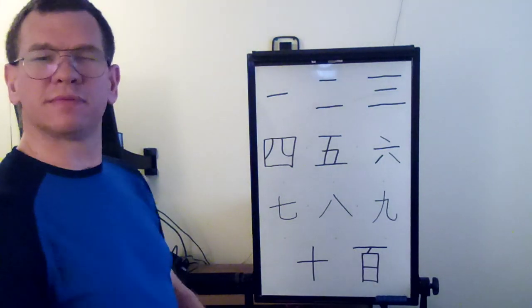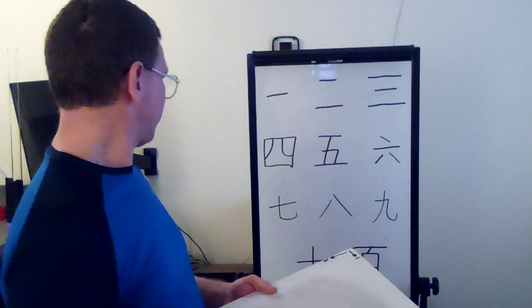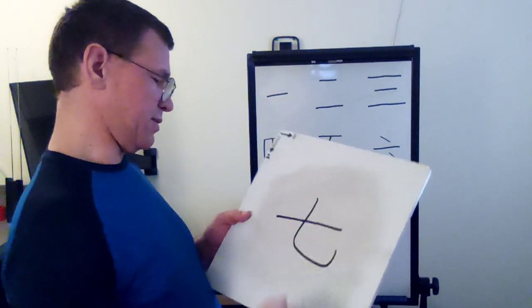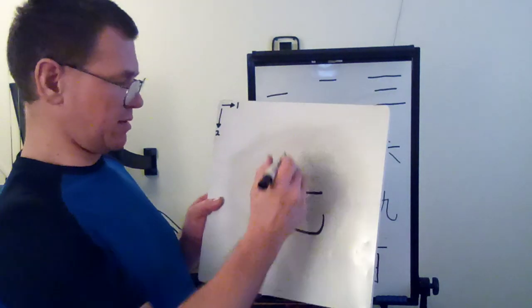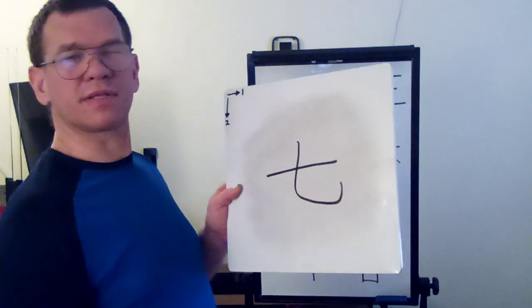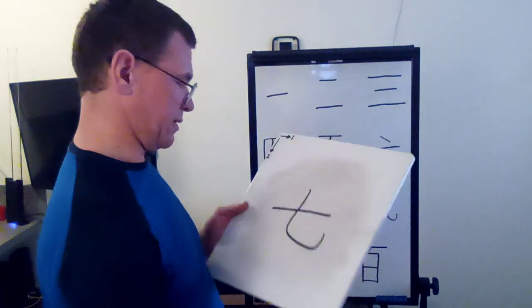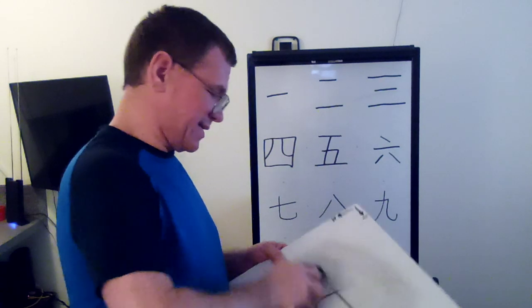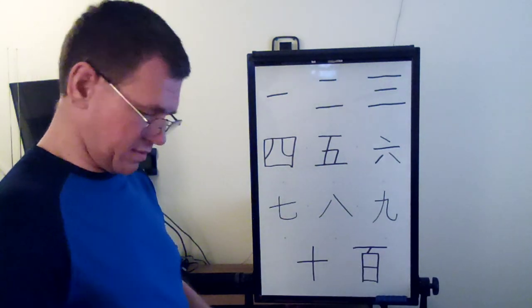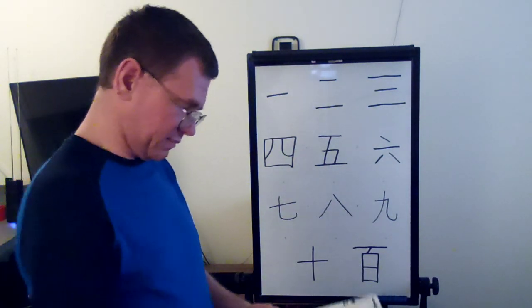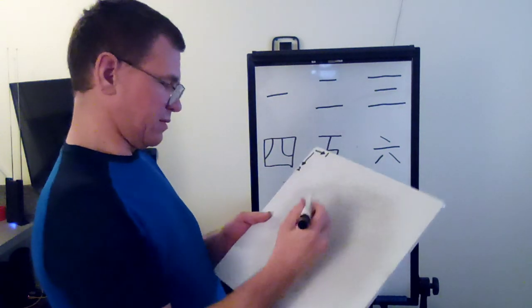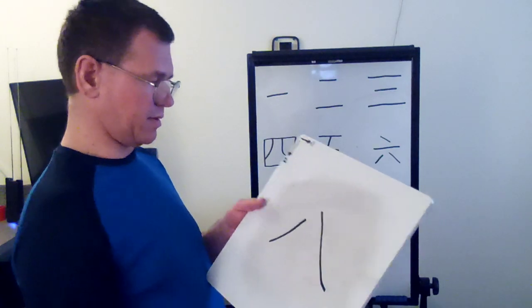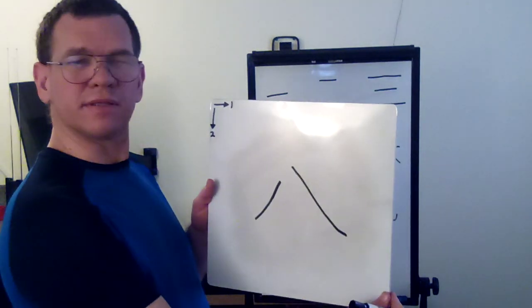Seven. So 1, 2. It's actually just 2 strokes. So you go 1, 2, 3 directions with the second stroke. All right. 8. 8 is just 2 strokes. So the first stroke and the second stroke. All right. There's 8.